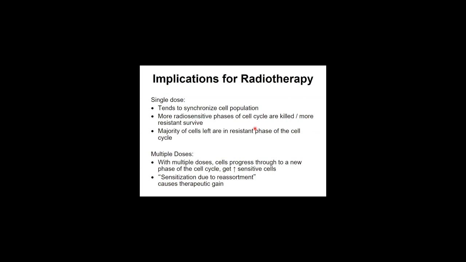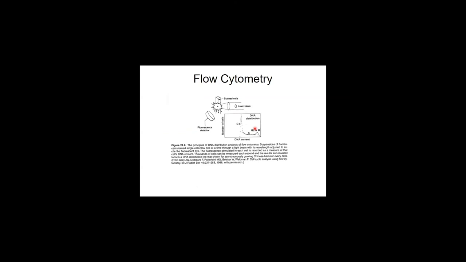So this is reason number one why we fractionate: reassortment in the cell cycle, allowing us to get the most radiosensitive cells in the cell cycle. Now, the technique I alluded to earlier that I want to talk about in detail for a moment is flow cytometry. This is definitely on your boards, so let me do my best to explain it. It is explained later in Hall's text in a very cursory way.